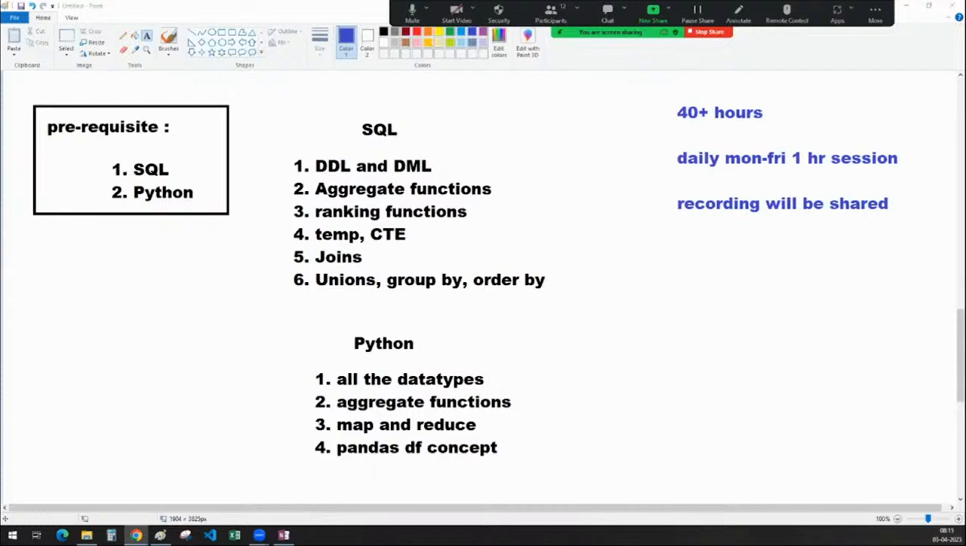Any questions anyone is having? Sorry guys, there are plenty of questions in the chat. I will try to explain one by one. Is this course specially catering to data engineering with GCP and generic cloud computing with Google Cloud? Both, guys.